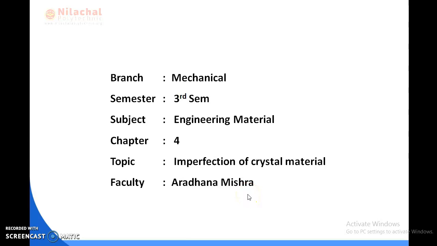This is your engineering material subject and this is chapter 4. After completing chapter 1 and chapter 2, we should study chapter 3. But before chapter 3, we have to know what chapter 4 is, the imperfection of crystal material, so that we can go for chapter 3. So here the chapter 4 topic is imperfection of crystal material.